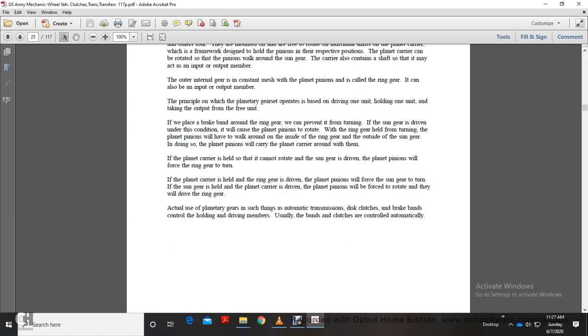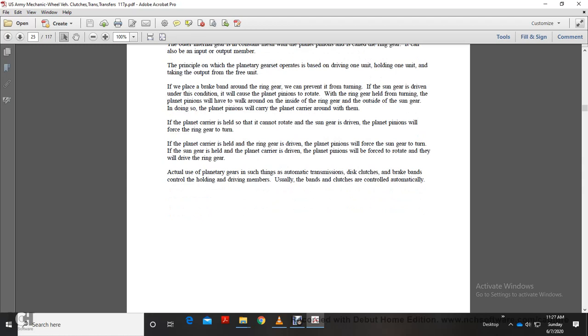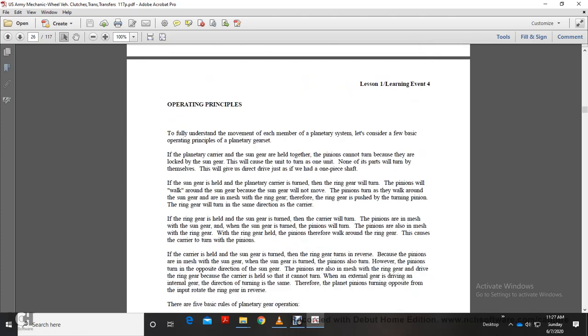If the sun gear is held and the planet carrier is driven, the planet pinions will be forced to rotate. They will drive the ring gear. Actual uses of planetary gears are such things as automatic transmissions, with disc clutches and brake bands controlling holding and driving members. Usually the bands and clutches are controlled automatically.